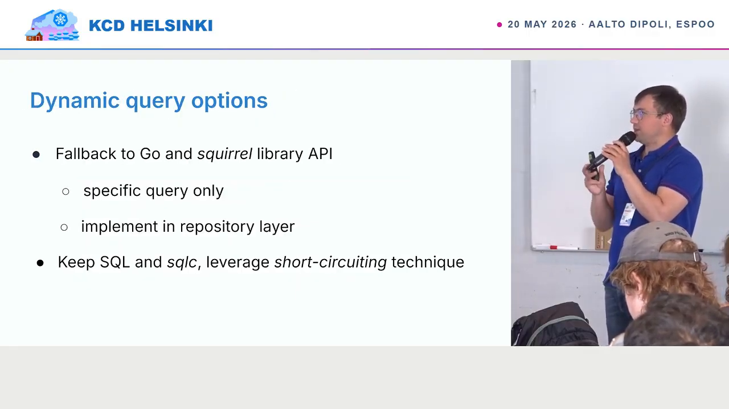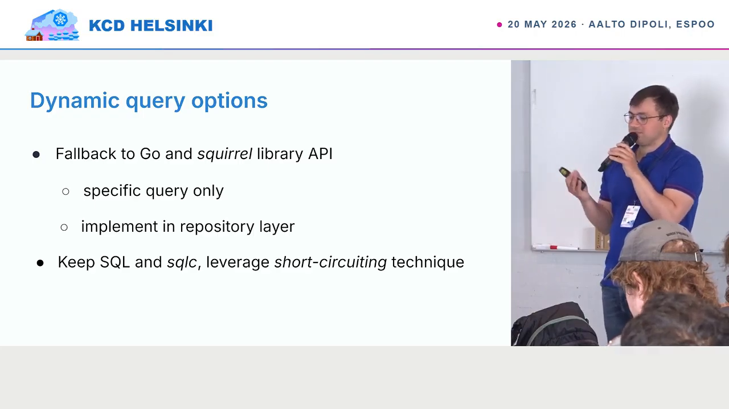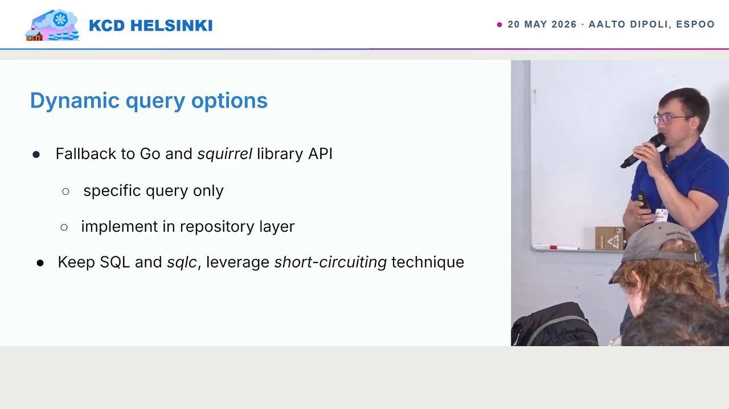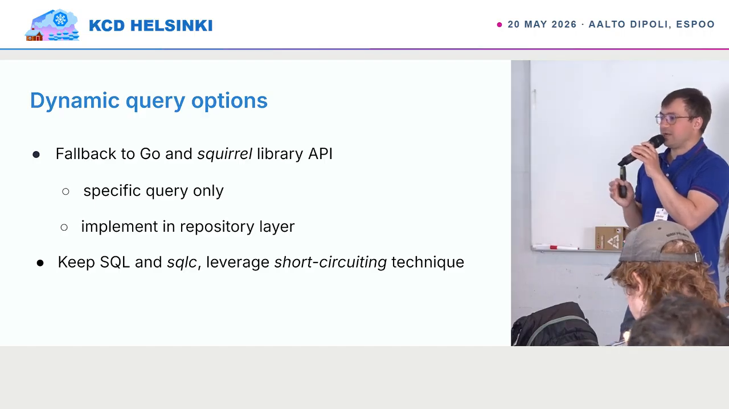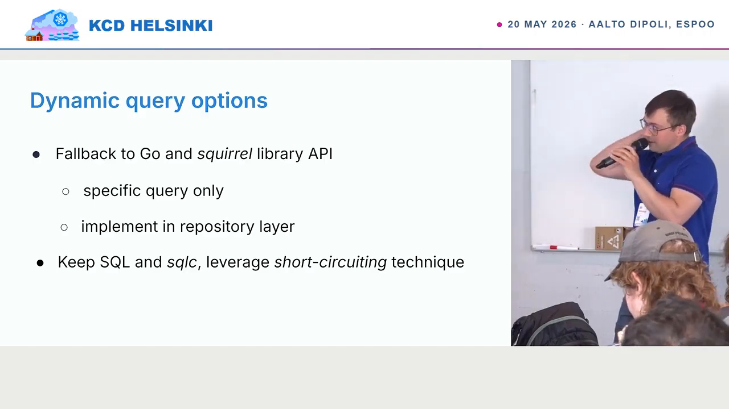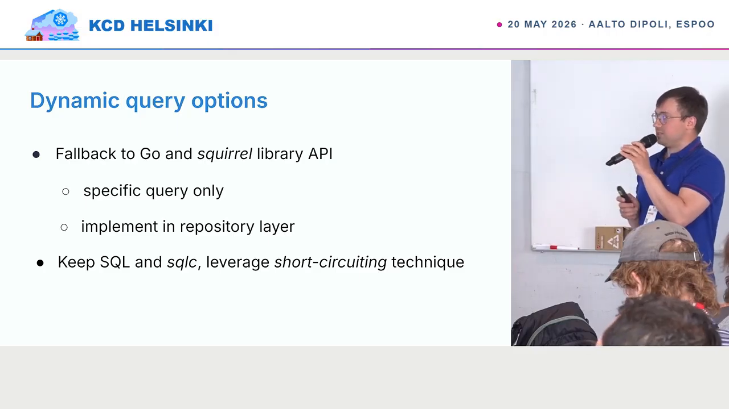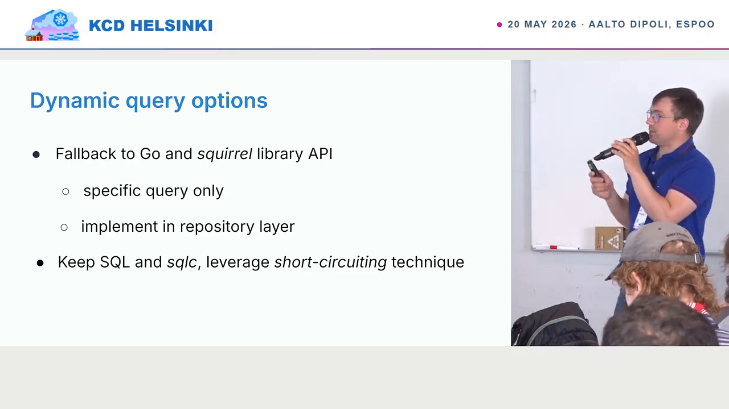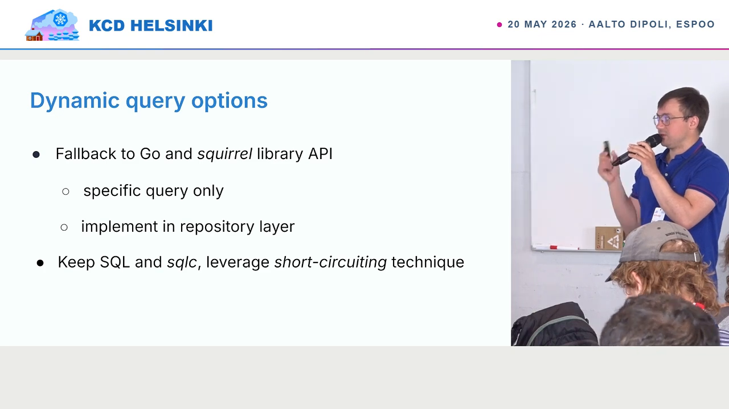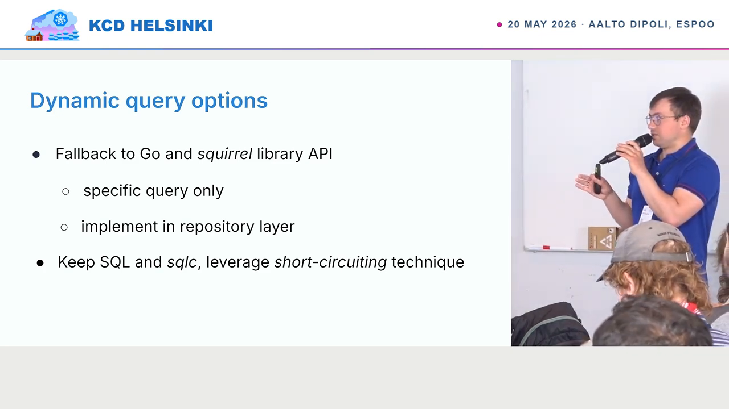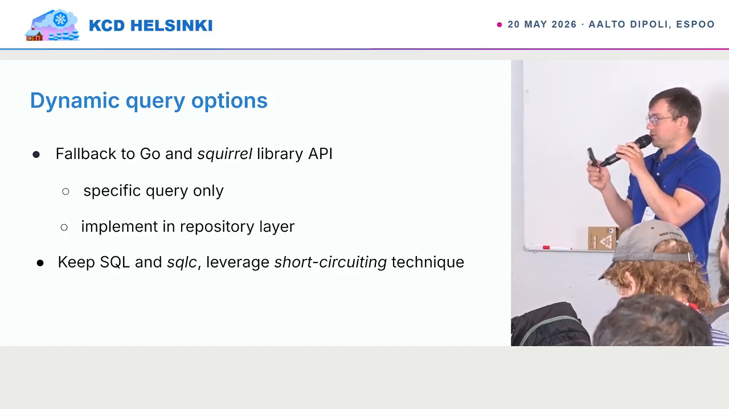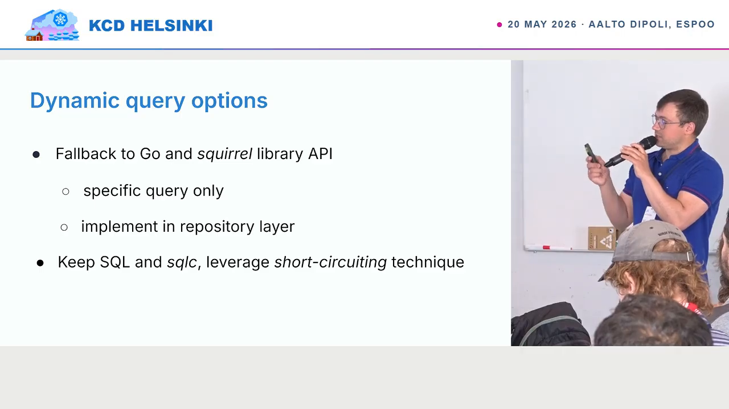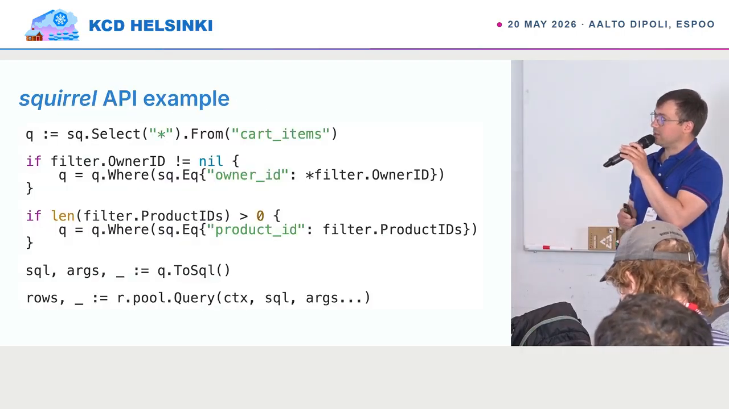So if we try to do that, what are the options? The most flexible option is to fall back to Go and use the Squirrel library, only for the specific dynamic query, and implement that in the repository layer. Another option is to keep the static SQL query and keep using sqlc, but leverage a short circuiting technique. First, let's see how the Squirrel code would look.